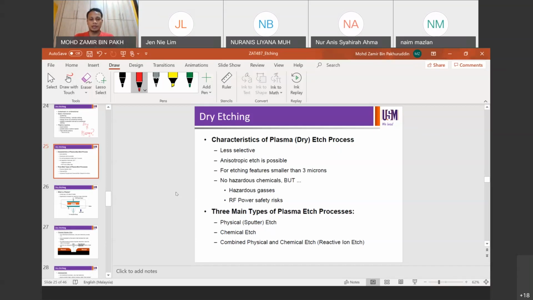So it contains hazardous gases like, for example, sulfur hexafluoride. You can also use CH4. You can also use CF4. You can also use what else? Argon, nitrogen, many more. Depending on what you want to etch. So apa yang you nak etch will determine what sort of gas do you want to use. Sebab tak semua gas boleh etch semua material with good resolution.